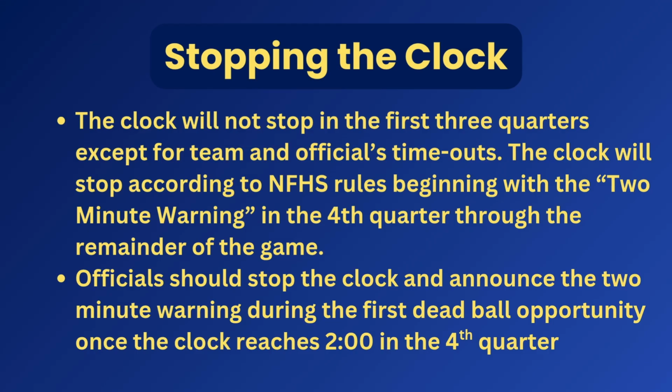Now, the clock will stop, according to NFHS rules, beginning with the 2-minute warning in the fourth quarter through the remainder of the game. So once we get under 2 minutes to go in the fourth quarter, at that point, we play the normal NFHS stop clock rules. Officials should stop the clock and announce a 2-minute warning during the first dead ball opportunity once the clock reaches 2 minutes in the fourth quarter. Obviously, if a play is going on and the 2 minutes hits, that play will finish and then they will stop the clock for the 2-minute warning. The 2-minute warning is not a timeout, it's just a stoppage to announce we are now in clock stop rules.